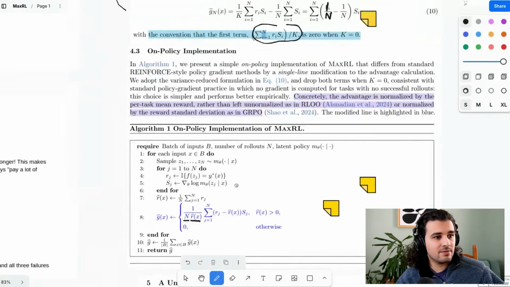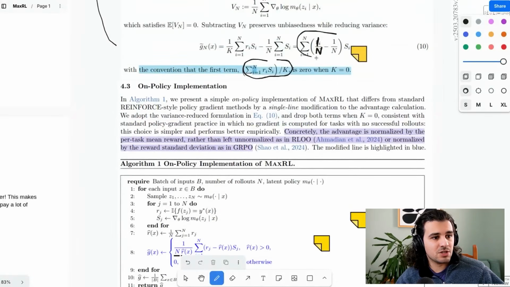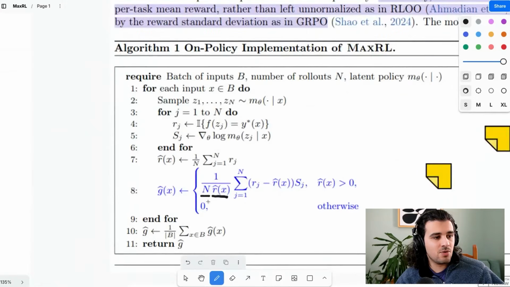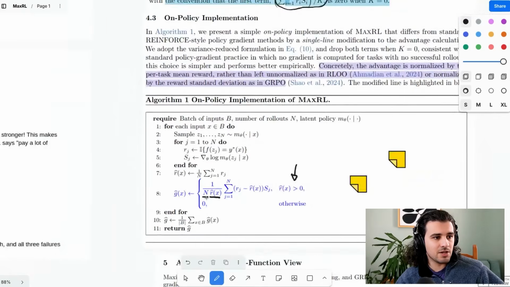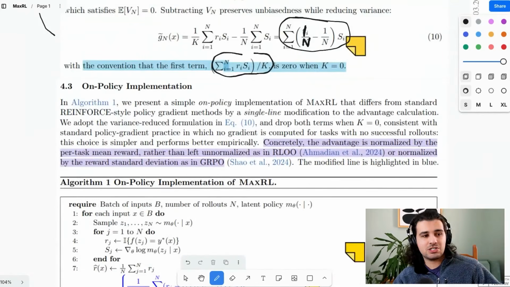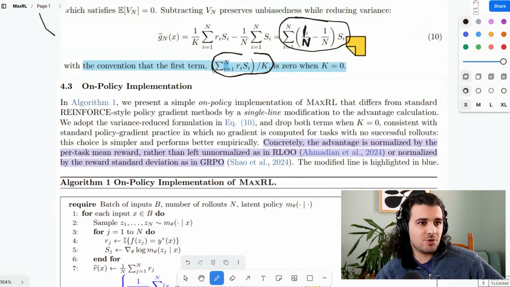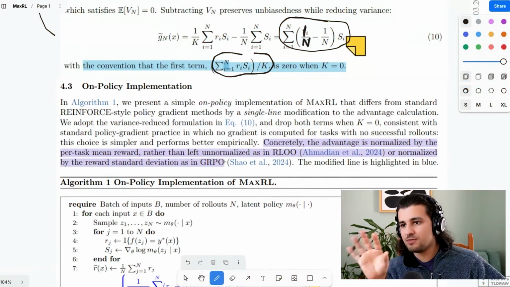So if you get that, you're going to get this one, which is closer to the formulation that we want. And if it's 0, so the reward is absolutely nothing, then you give a 0, and you just don't take this line into consideration altogether. It's just this little change that we need to do. So a single line modification to the advantage calculation, and concretely the advantage is normalized by the per task mean reward rather than left unnormalized, as in RLOO, or normalized by the reward standard deviation. There's no standard deviation at all.